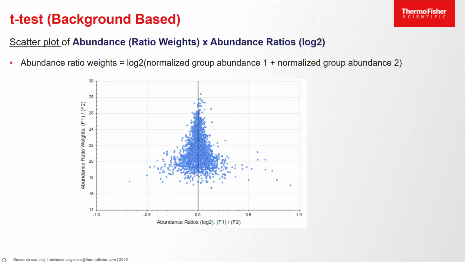how this background method is working. Again, using the scatter plot. In this case, abundance ratio log2 on the x-axis, and some abundance surrogate on the y-axis. It could be abundance, or it could be abundance ratio weights. That would not make much of a difference. So here we have the plot of our technical experiment. There we don't expect any changes, more or less. It was an experiment, same sample injected twice, and plotting then the ratios against the abundance looks like this.